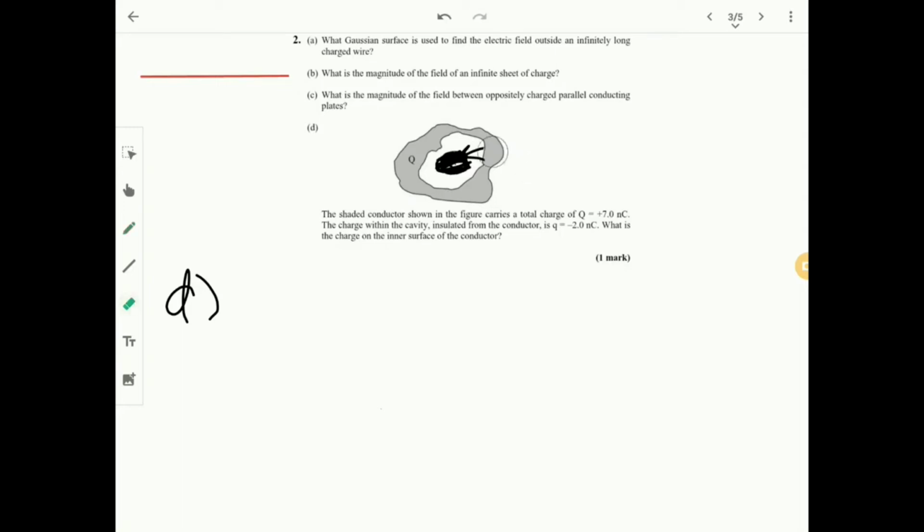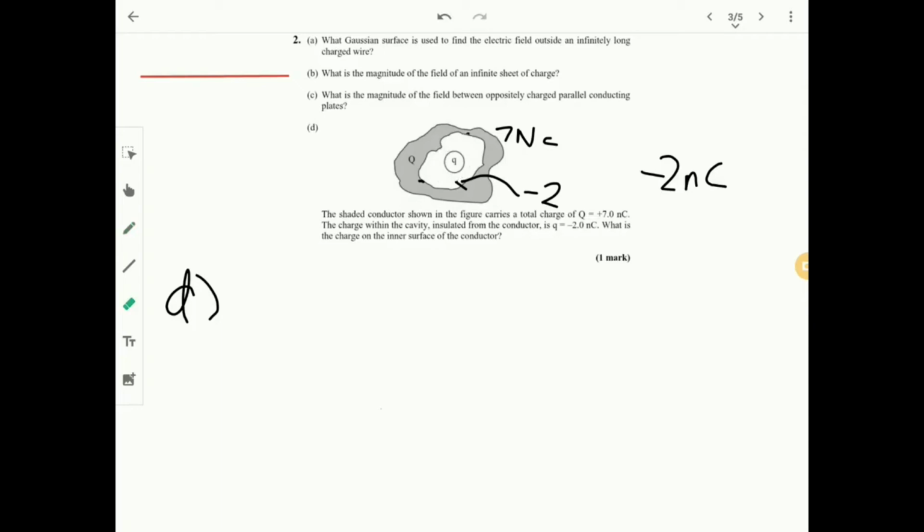So let me just cancel this. Since it's a shaded conductor, this carries 7 nanocoulombs. And inside there won't be anything, because if we remember, inside a conductor, all the charge resides on the surface of it. When you put a minus 2, initially this inner part was 0. If we put a minus 2, we're putting minus 2 nanocoulombs worth of electrons inside. Now one thing to remember, can we move protons? No, only electrons can move.